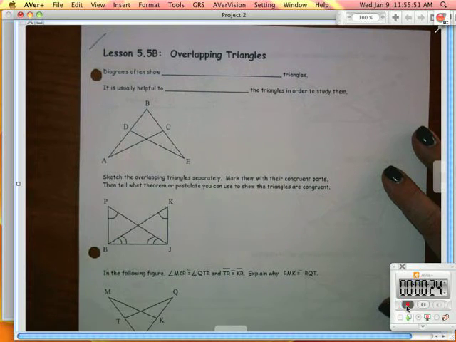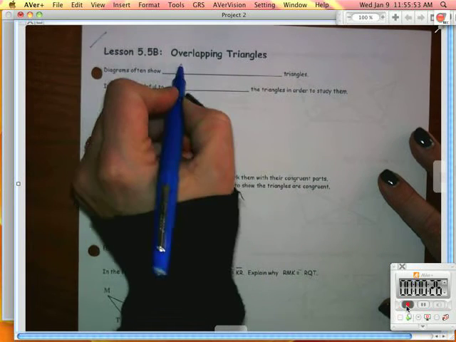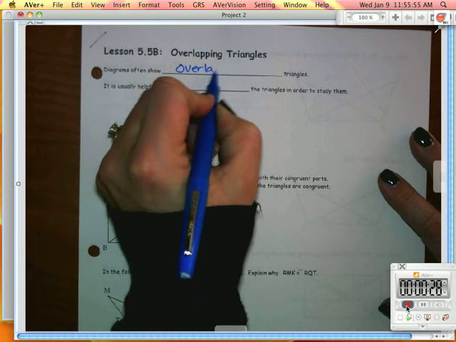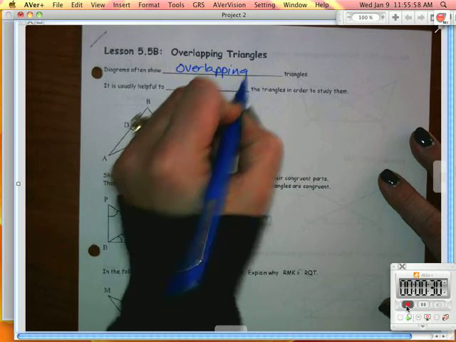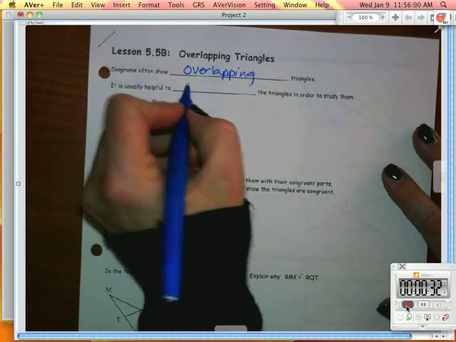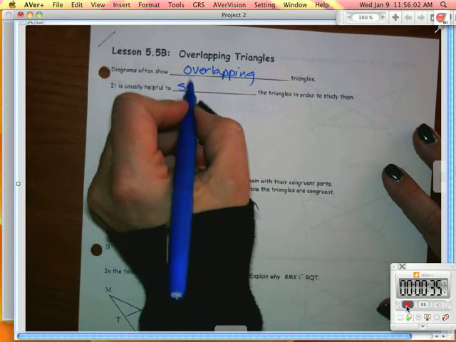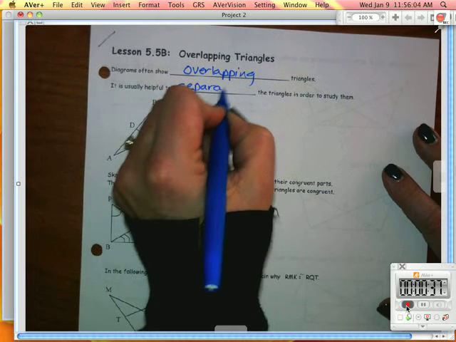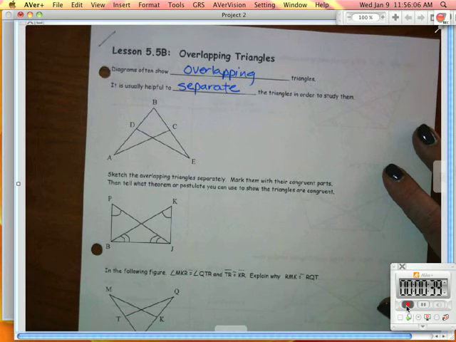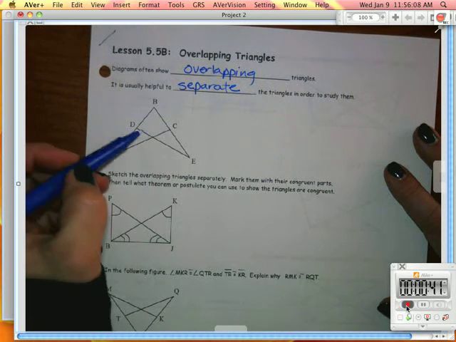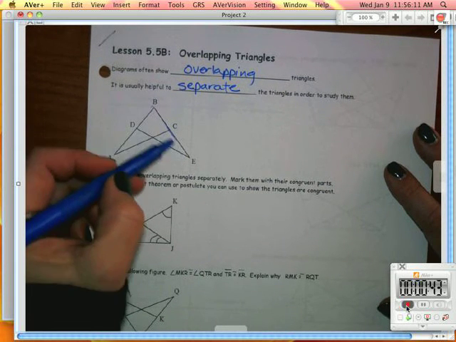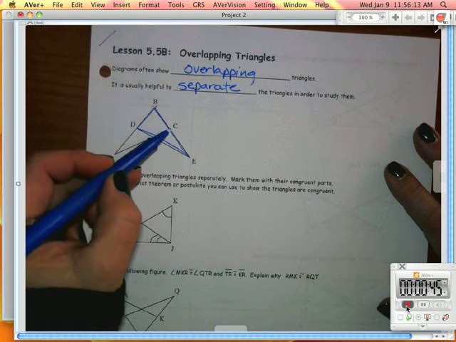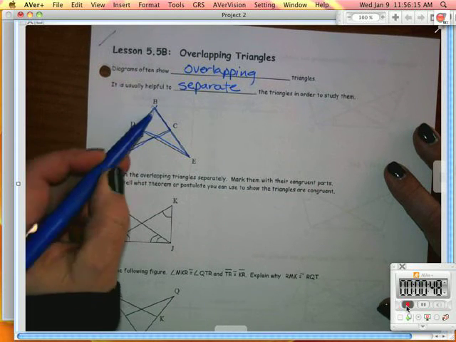Alright, diagrams often show overlapping triangles. It's usually helpful to separate. It's not just usually, it's very helpful to separate the triangles in order to study them. So for example, here we have two overlapping triangles that I see. I see this and this. So I'm going to split them apart as best I can.